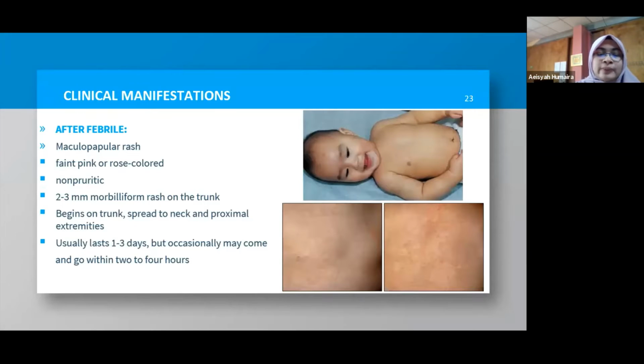Next, after the febrile phase, a rash will develop. The rash is a maculopapular rash. It is a faint pink or rose color, as you can see in the picture. It is a non-pruritic rash, a 2 to 3 millimeter morbilliform rash on the trunk. It begins on the trunk and neck, and then goes to the extremities and face. The rash usually lasts for 1 to 3 days, but it occasionally might come and go within 2 to 4 hours.